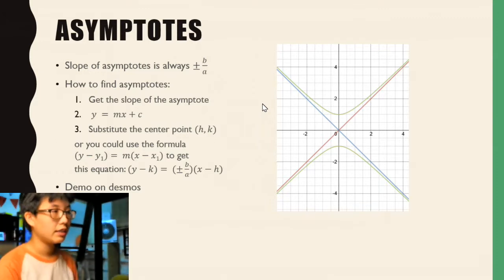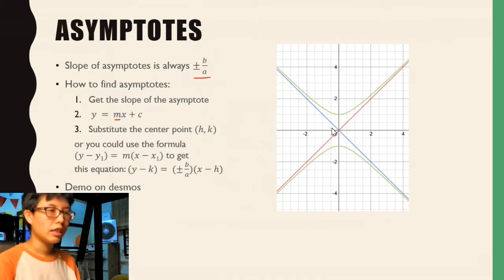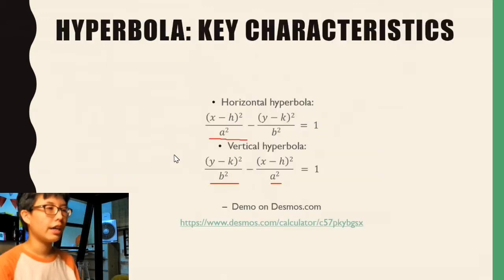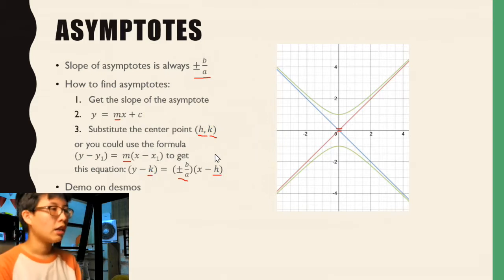So how do you find asymptotes? For the actual equation of the asymptote, first you get the slope of it, which is just your plus minus b over a, and then you substitute that into your m, and then you can substitute your center point, which is the coordinate h and k, which again you can already see in the formula. There's your h and there's your k. You substitute that in, or you can just use this formula and substitute m equals plus minus b over a, and your h and k, and then you can rearrange it to get your y equals mx plus c equation. So I'll just be showing you a demo again.